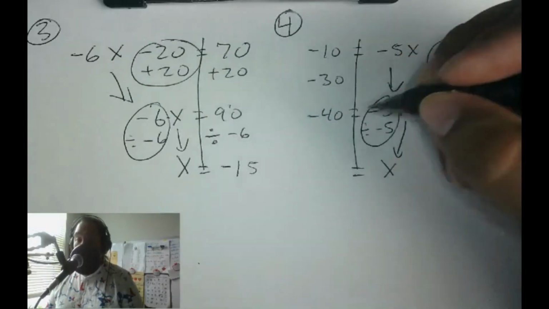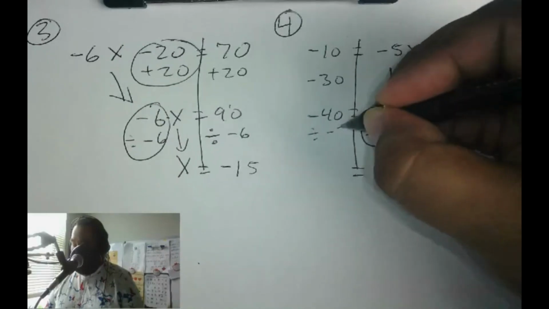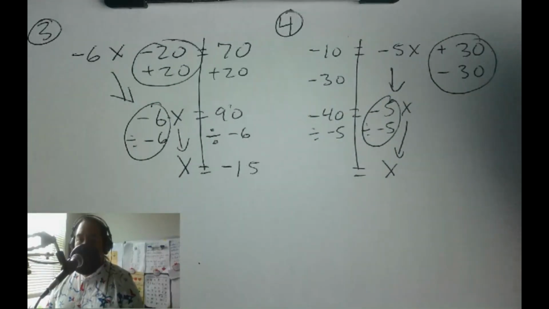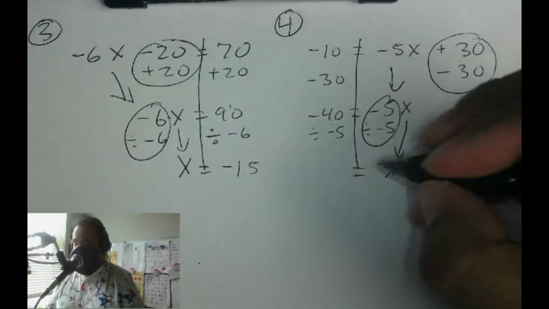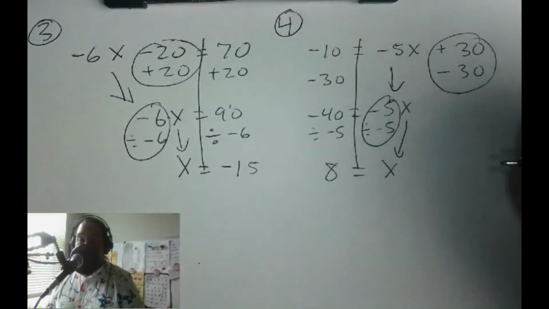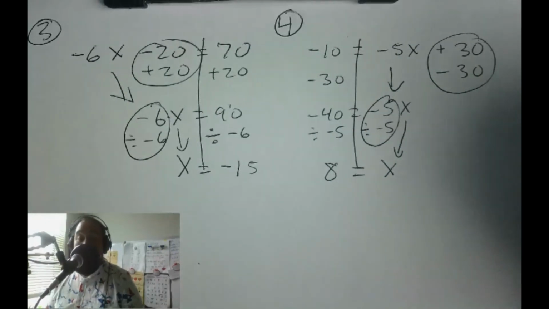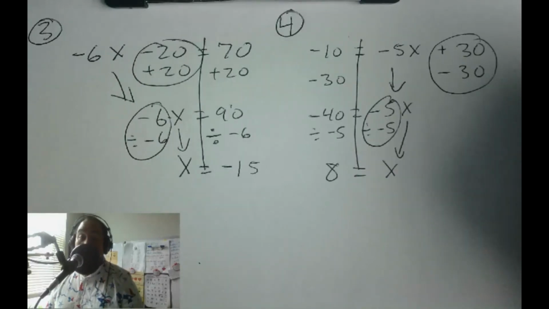So negative 40 divided by negative 5. They're both negatives, so that's going to mean they're going to be a positive answer. So now I'm just going to think about 40 divided by 5. 40 divided by 5 is equal to 8. And it's going to be a positive 8 because a negative divided by a negative equals a positive. So the solution to our fourth example is x equals 8, or the way that we wrote it, 8 is equal to x.